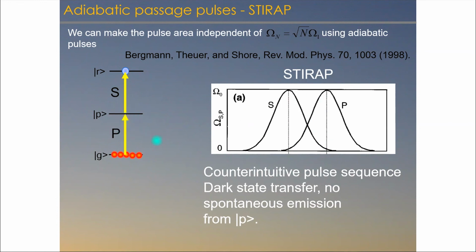And it turns out the area of that pulse becomes independent of the Rabi frequency. So this root n factor here is no longer an issue. Okay, so it's kind of magic, but you can go from this ground state to the Rydberg state with an unknown Rabi frequency and always get a pi pulse, which is what you want for a gate.